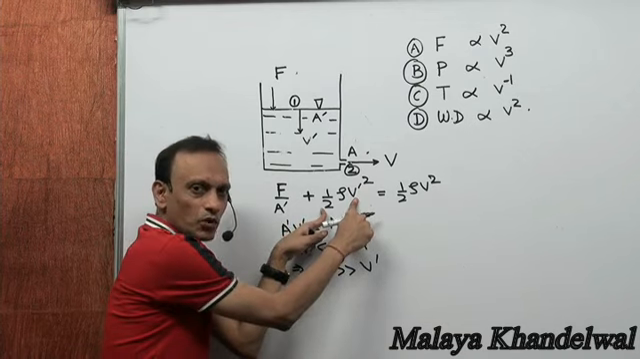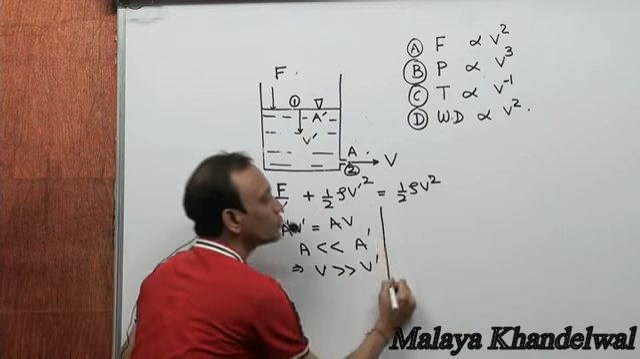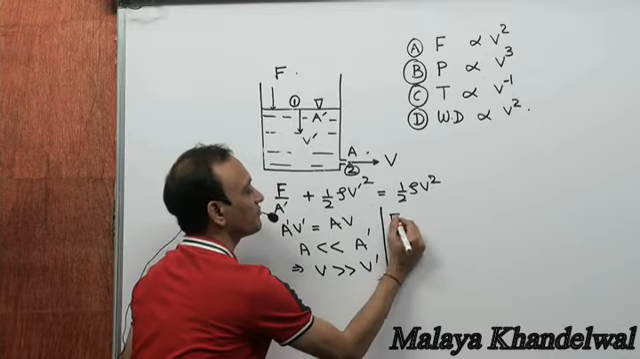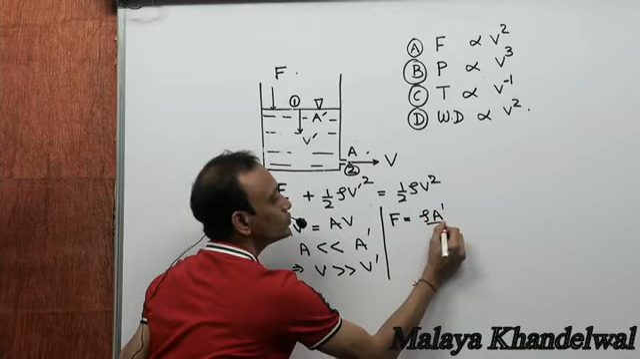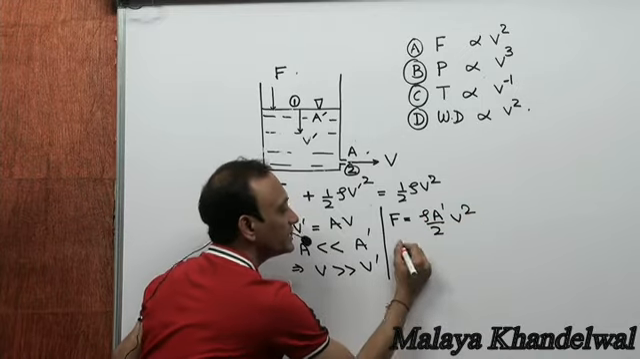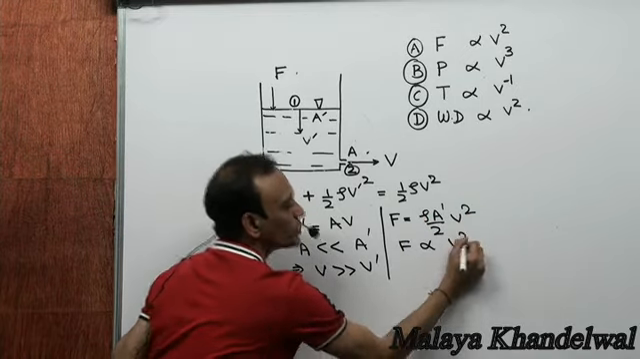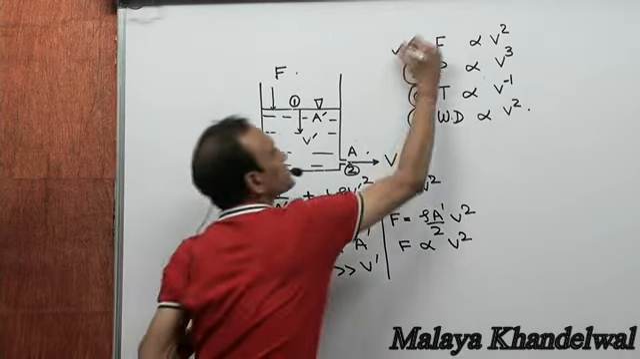V prime is really small, and therefore it could be ignored, which then gives us F equals rho A prime by 2 into v squared. Very clearly, F is proportional to v squared. So option A is correct.